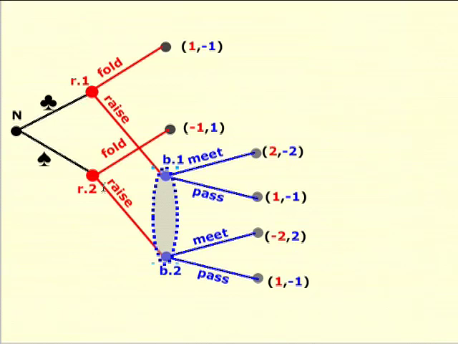Because if the other guy passes when they raise, then you'll get a one as well, so you could bluff. This brings in the question of what the blue player is sitting there thinking: what is the red player going to do? If they had a club, it makes sense for them to raise, but if they had a spade, it makes sense for them to raise only if they think I might pass, because they're bluffing.